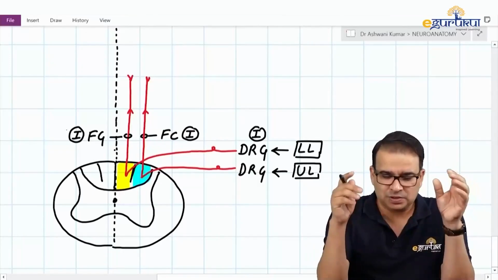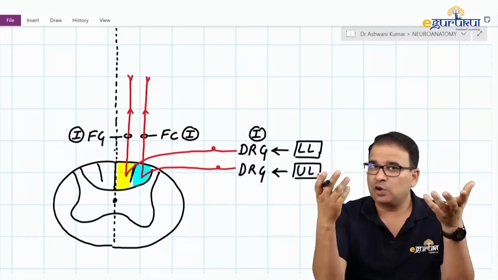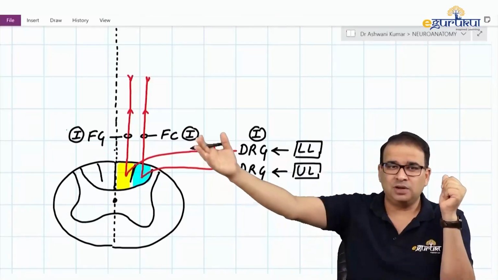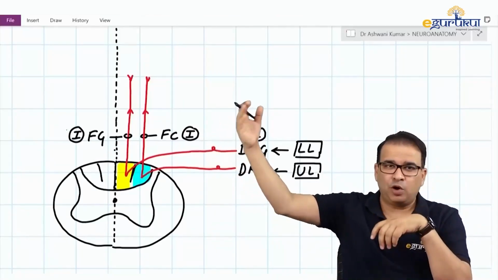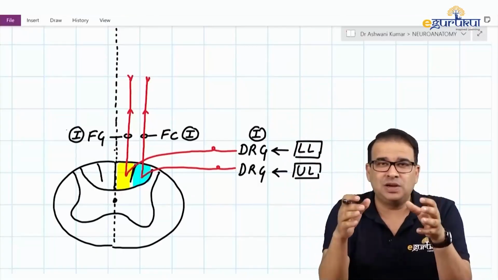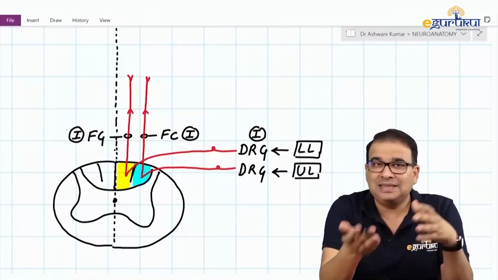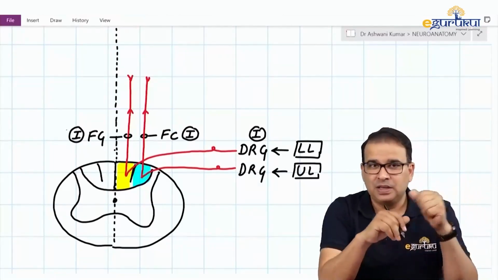Now the problem with the first order neuron is that if a tract wants to decussate, then the first order neuron can't do it, and they are still first order. So what will happen if I want to take this tract to the other side and then to the other side of the thalamus? The first thing to be done is that we need to relay the first order neuron, and then the second order neuron can decussate.